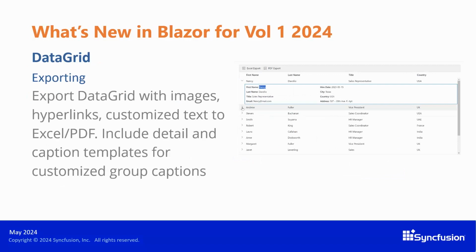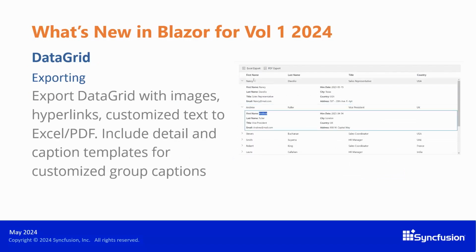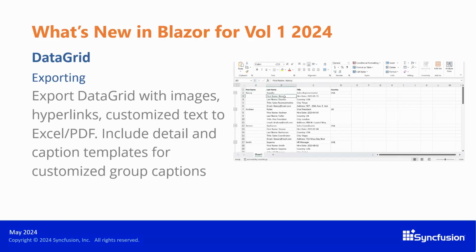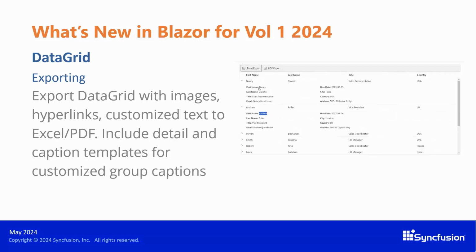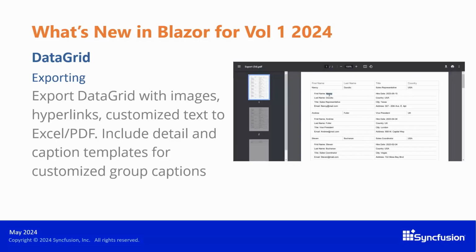Next, coming to DataGrid, we have four new updates. The first is support for exporting grid with detailed template. Now you can export DataGrid with detailed template which may contain images, hyperlinks, and customized text.